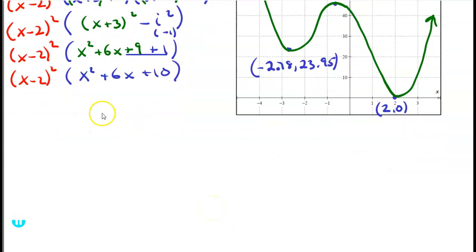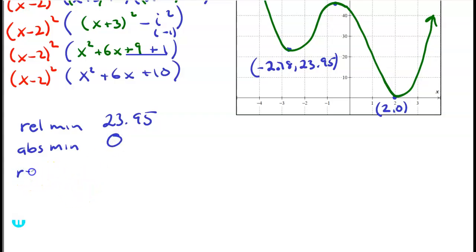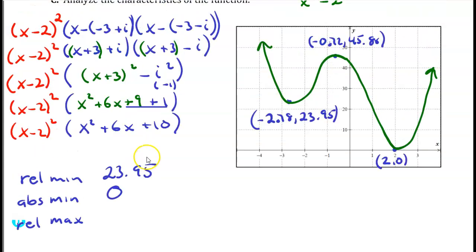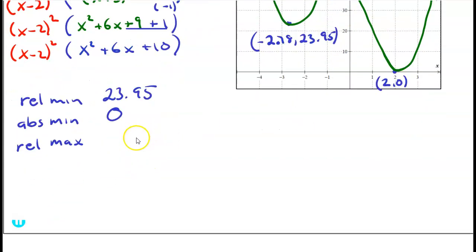And we can take the time to write out that information as well. Right? So we can say, what is the relative min? Right, that's at 23.95. We can say the absolute min is just at 0. And we can say the relative max, and these are just listed in any order, will be 23.95. No. What was it? 45.86. That's the max. Yes. 45.86. There we go.